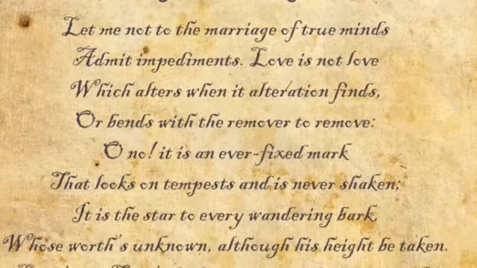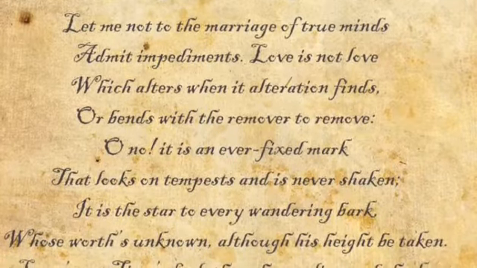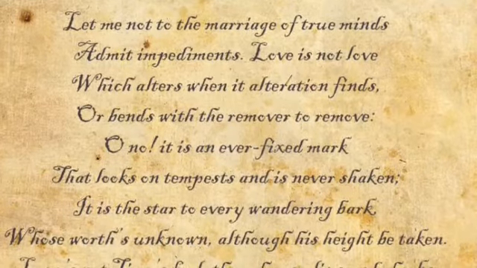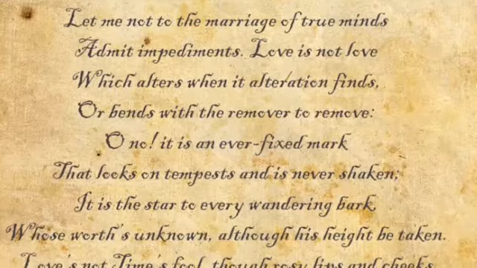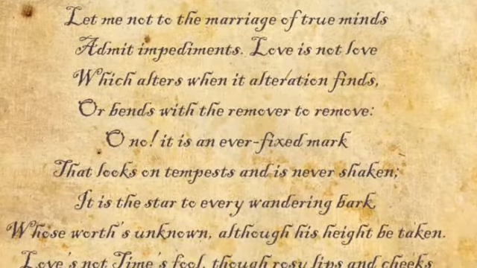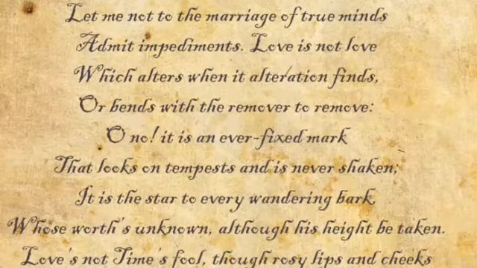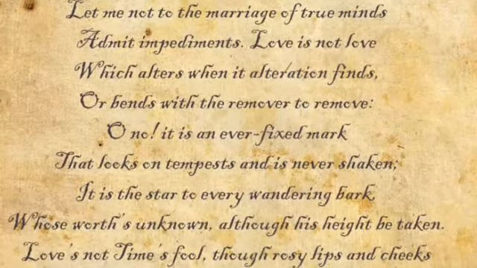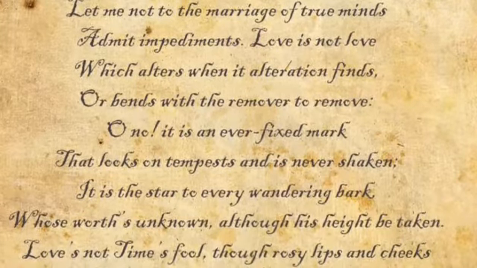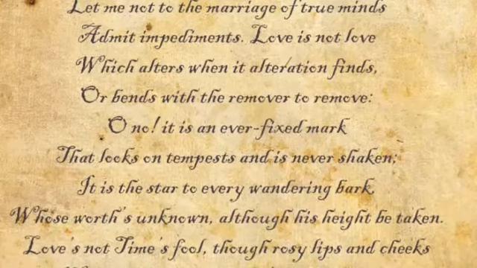The next line says, "It is the star to every wandering bark, whose worth's unknown, although his height be taken." This means that just like the northern star shows the direction to the lost ships in the midst of storms in the deep ocean, similarly true love directs the wandering souls in the right direction.